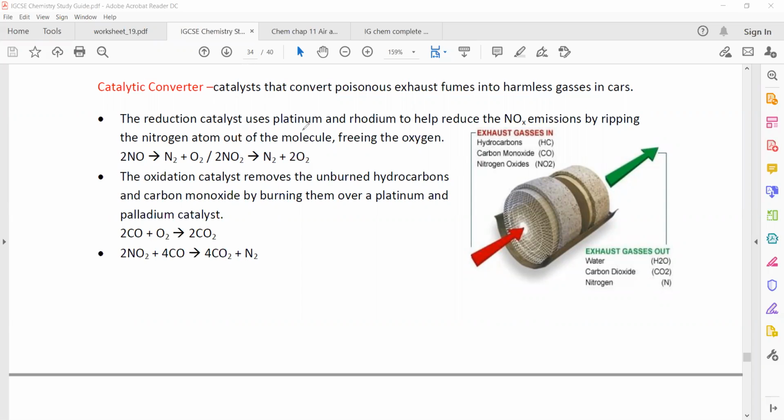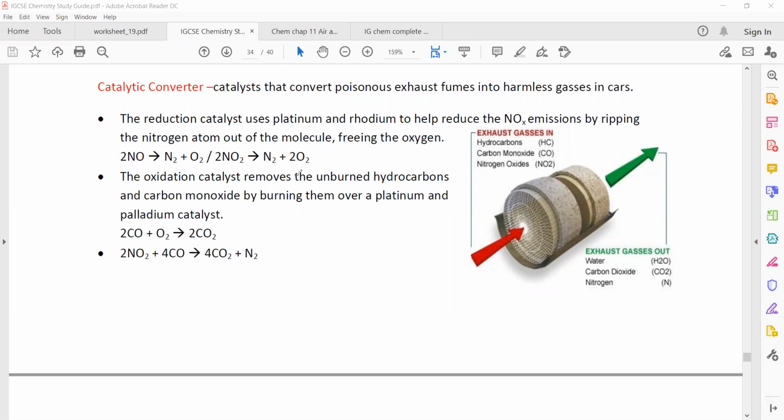First, there's a reduction catalyst and then there's an oxidation catalyst. The reduction catalyst uses platinum and rhodium to help reduce NO, oxides of nitrogen, in the emission by ripping the nitrogen-oxygen atom out of the molecule and freeing the oxygen. So how do reduction catalysts help? Reduction means removal of oxygen. So you can see here oxides of nitrogen, NO, it removes and breaks into nitrogen and oxygen.